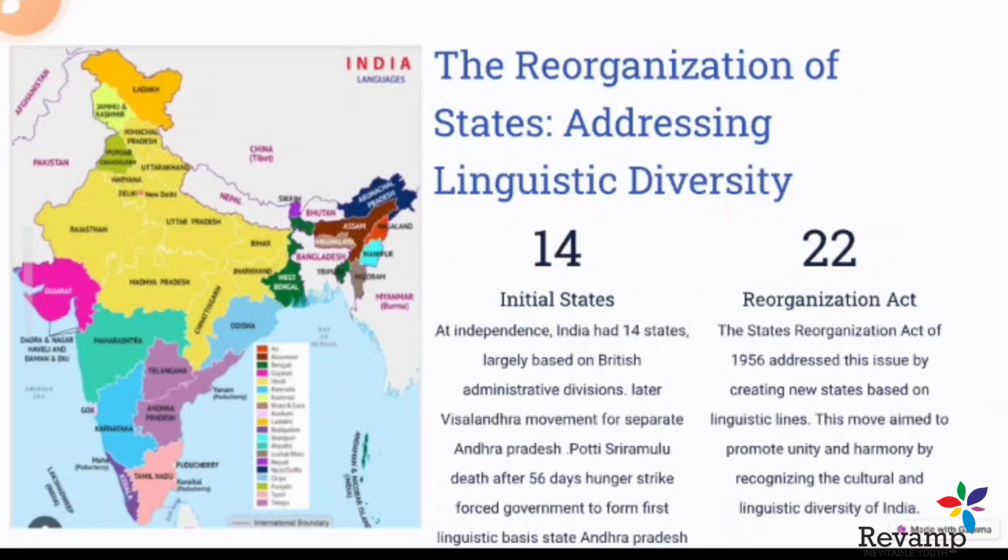How India was reorganized. Reorganization of states addressing linguistic diversity. The process of nation building did not come to an end with the partition or the integration of the princely states. A lot of things were yet to happen, and the first is how we would draw the boundaries of states, because it's not just a matter of administrative division.